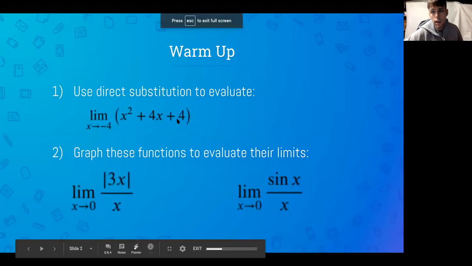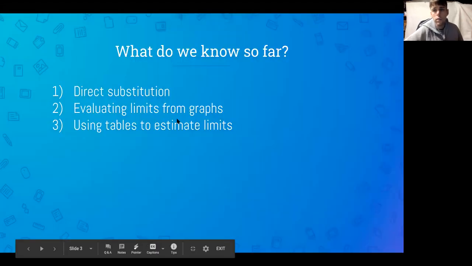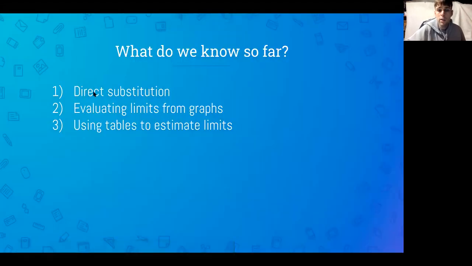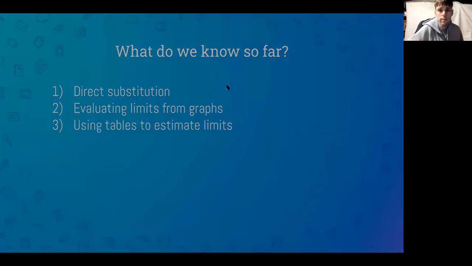We're going to try to remember some of the things that we've done up to this point. So far, we know how to evaluate a limit using direct substitution. We know how to evaluate a limit from a graph. We can look at that and trace it. And also, we've created a lot of tables to estimate limits using Desmos. So we're going to keep using these techniques, but we're going to add a couple more skills to this.